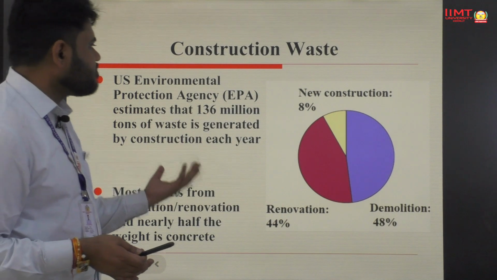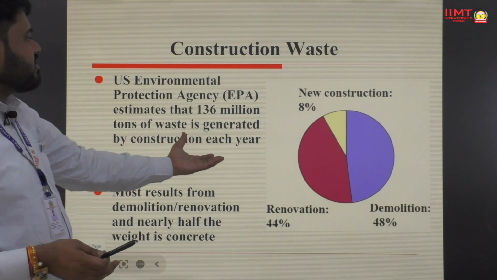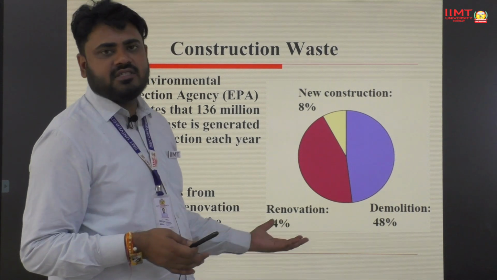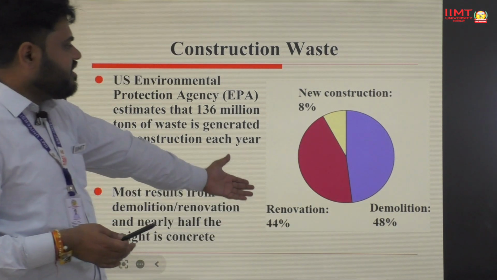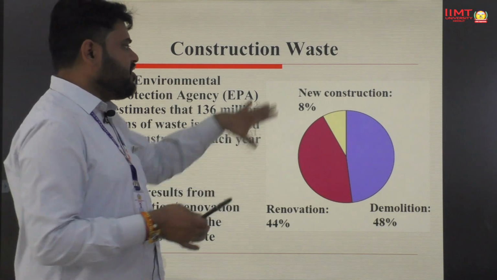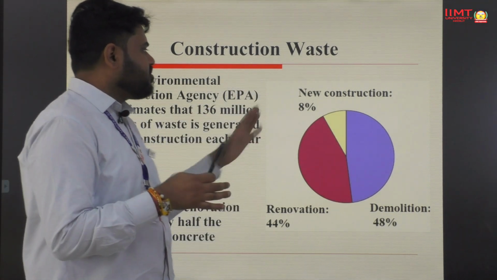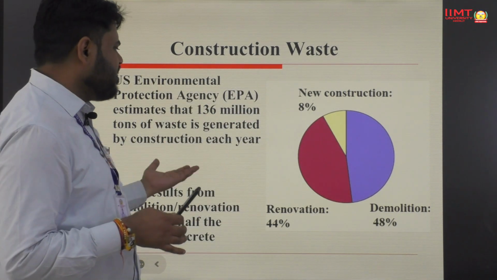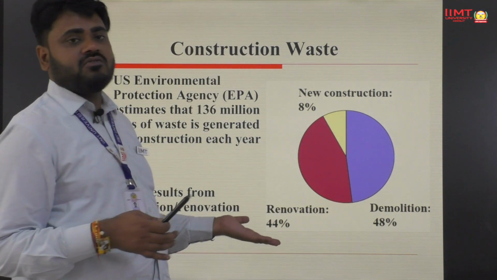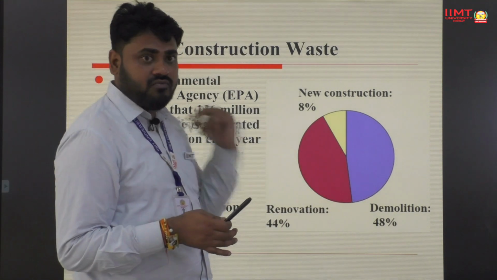Construction waste: new construction 8%, demolition 48%, and renovation 44%. With the Venn diagram you can see how much construction there is. New construction all over the world is 8%, demolition 48%, and renovation takes a charge of 44%.